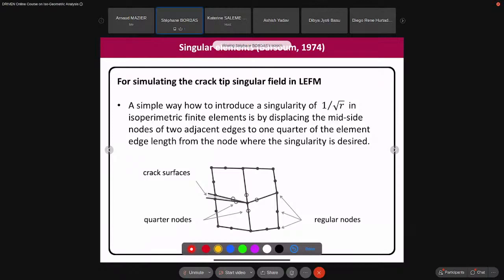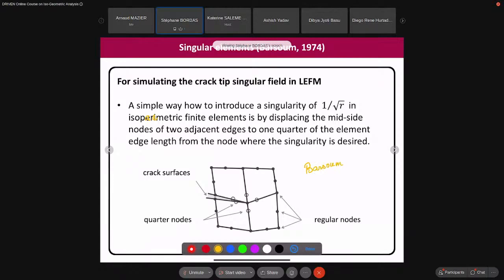Okay, now we're going to take an example, which is a perfect example of how enrichment works and how it can help model, for example, fracture. And if you are interested, in Limerick for example, or elsewhere, we could do an extra course only on XFEM, and that would be a completely different course. This is isoparametric finite elements. This is a 1974 paper by Barsoum. This is the Barsoum element.